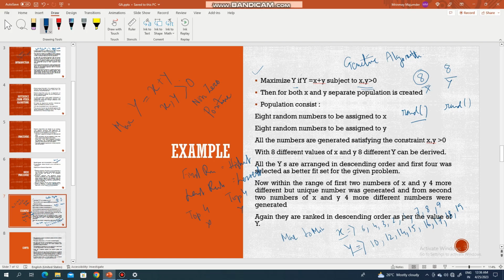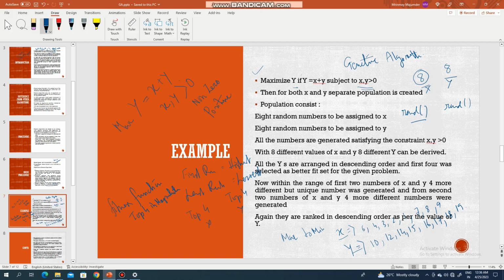Why are they selected as best values? Because our aim is to maximize y. So if I assign x and y larger numbers among the population, then we will get a larger y. So this is here the fitness function. The fitness function is the top 4 in magnitude.